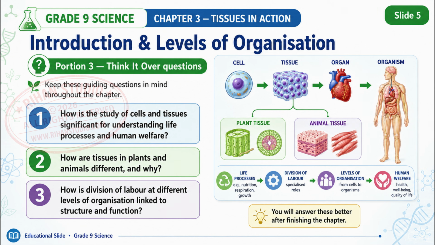Think it over questions. Keep these three guiding questions in mind through the whole chapter. How is the study of cells and tissues significant for understanding life processes and human welfare? How are tissues in plants and animals different in their working? How are the levels of organization in multicellular organisms correlated with their structure and function?